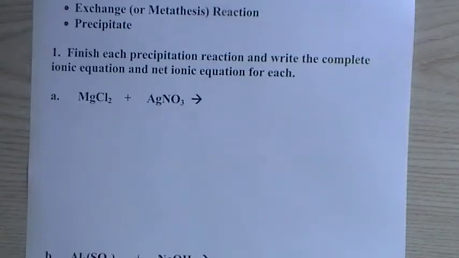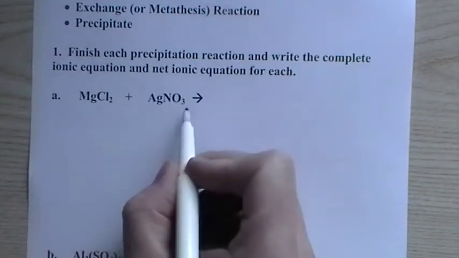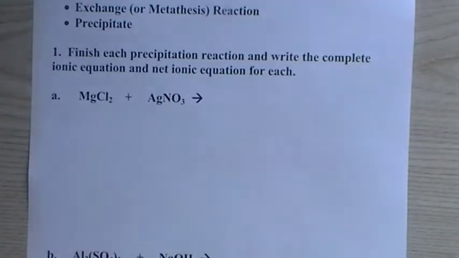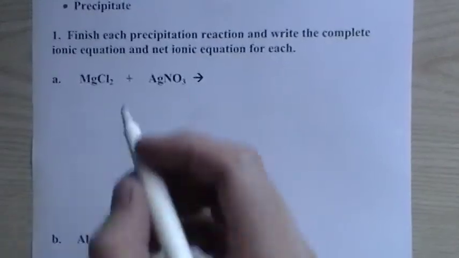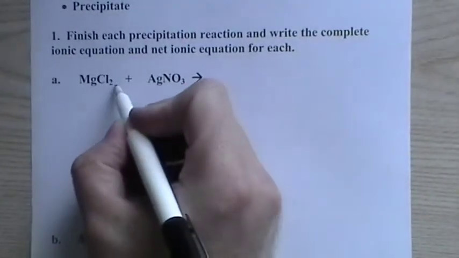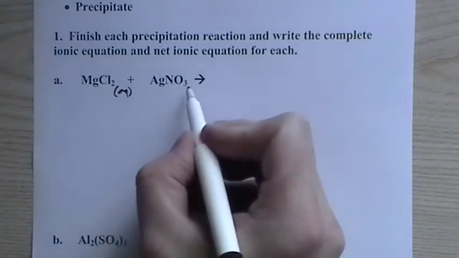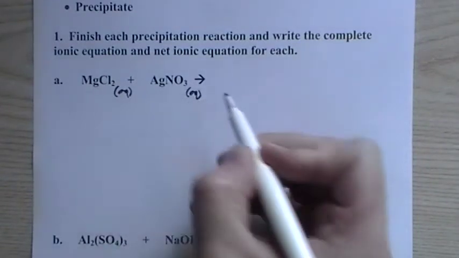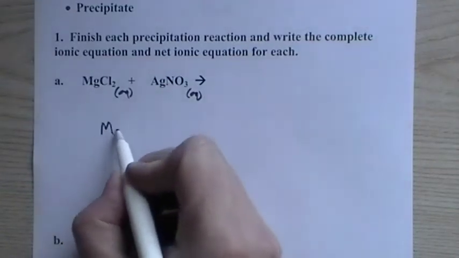All right, now, this is where students get really kind of confused. First, you have to determine if these are aqueous, because if they're not aqueous, then they can't react together. They should be, but you always want to go back and check. Magnesium chloride, chlorides are aqueous. Magnesium is not one of the exceptions. Silver nitrate, any nitrate is going to be aqueous. So they break up into their ions.